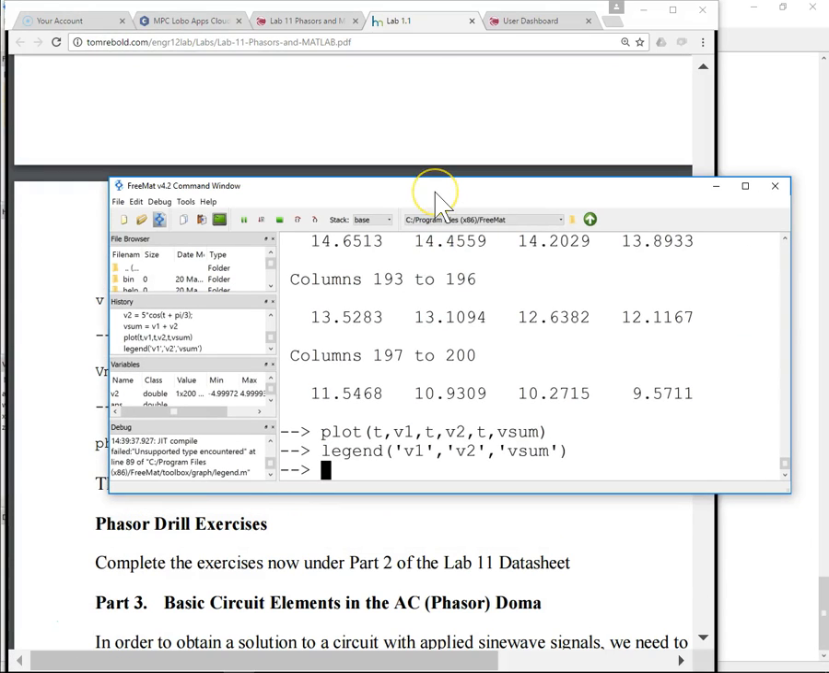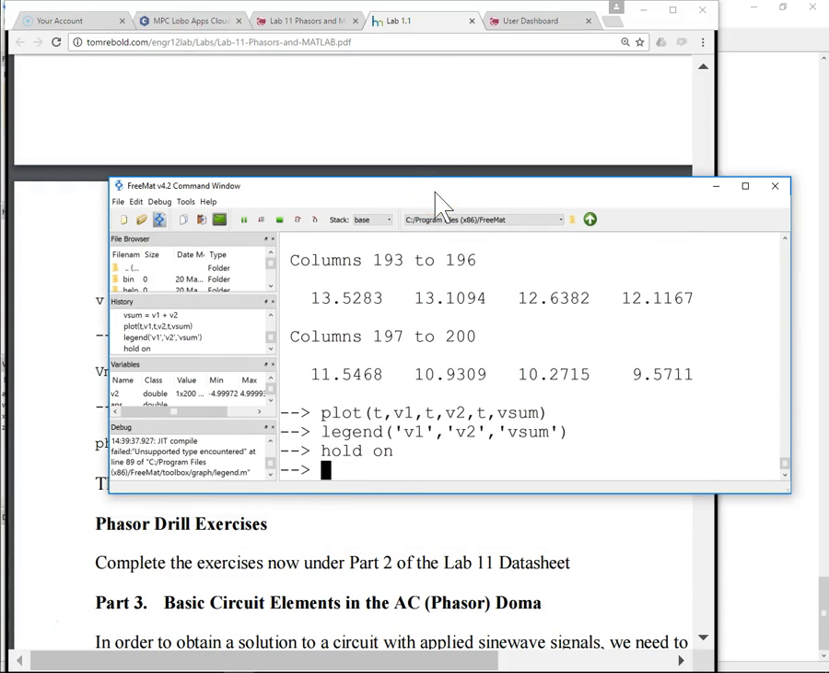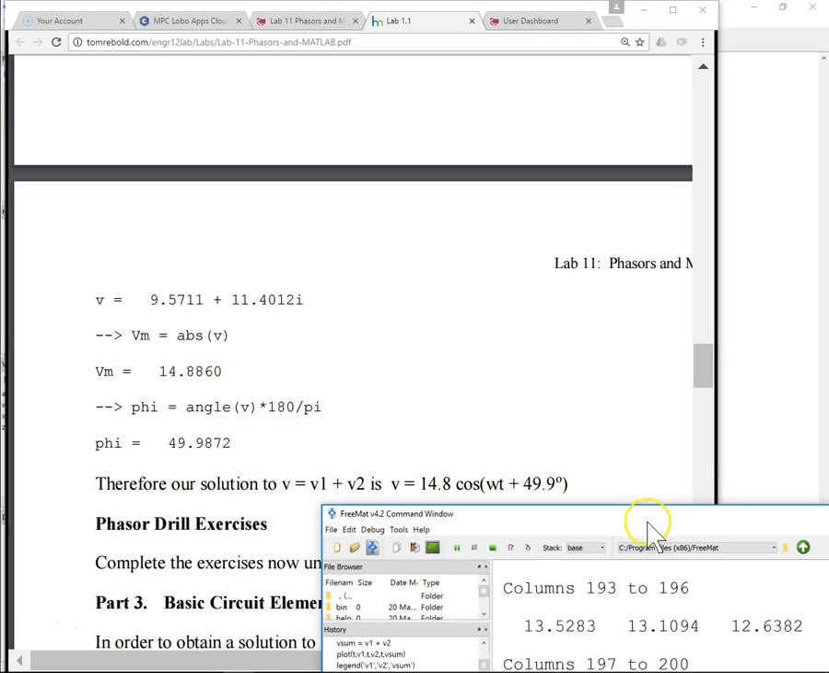If I hold on, I can make an actual MATLAB... And I can make a V calc or V sum phasor. And that's going to be this curve. We already calculated the answer.